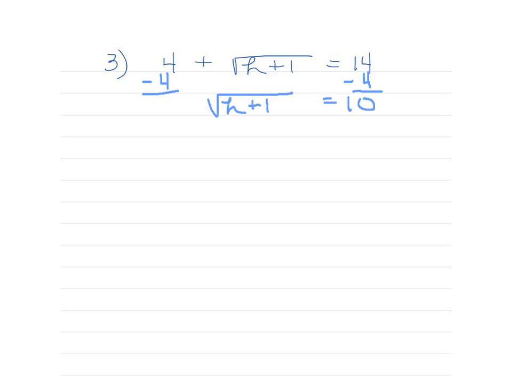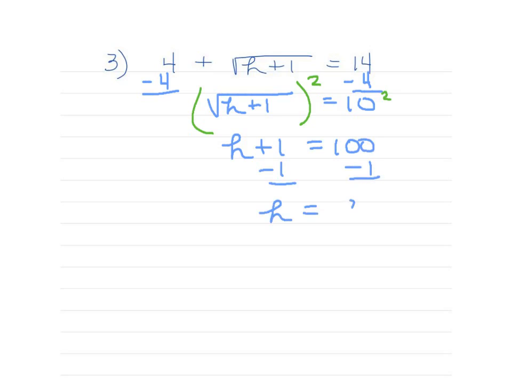And then in order to get rid of that radical symbol, I have to square both sides. So let's do that. And I'm left with h plus 1 equals 100. I'll subtract 1 from both sides, and so h equals 99. Go ahead and do a mental check and make sure that that is a viable solution and that is correct.